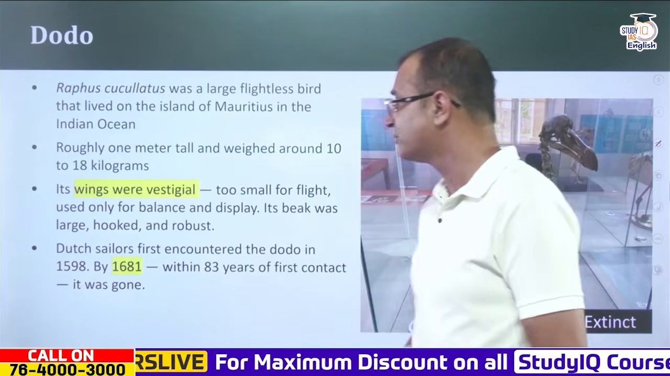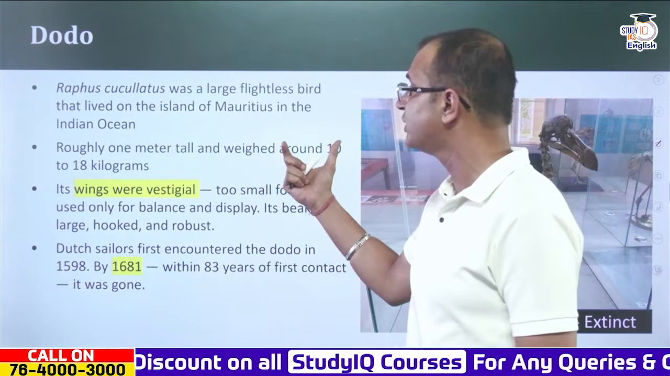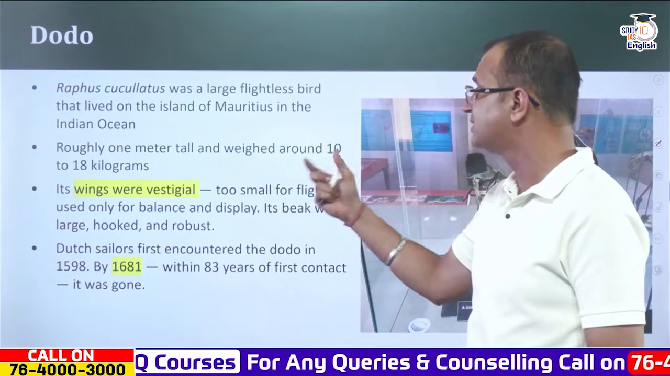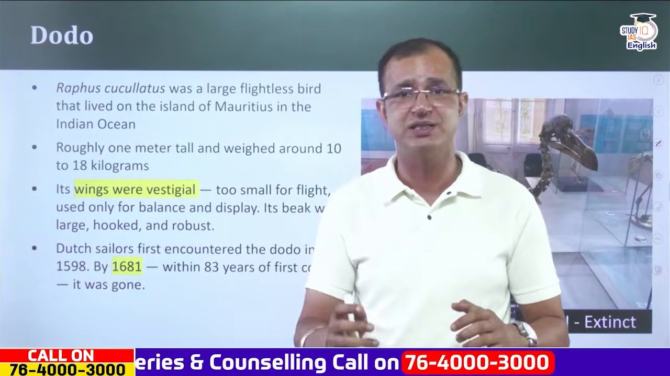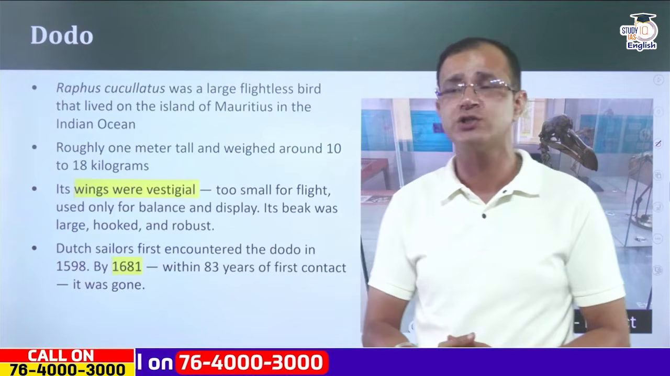The dodo was a large flightless bird that lived on the island of Mauritius in the Indian Ocean. It was roughly 1 meter tall and weighed nearly 10 to 18 kilograms. The wings were vestigial, they could not support the flight of the bird.